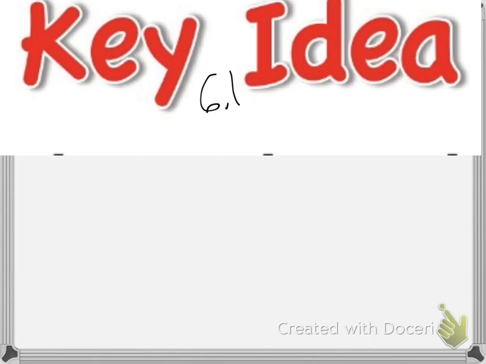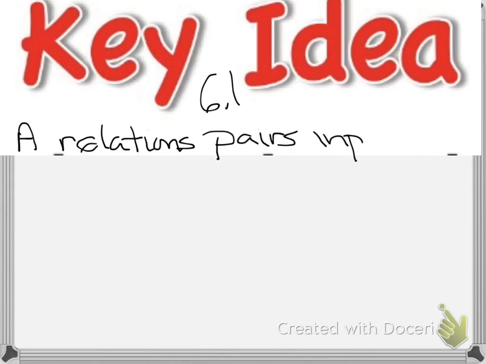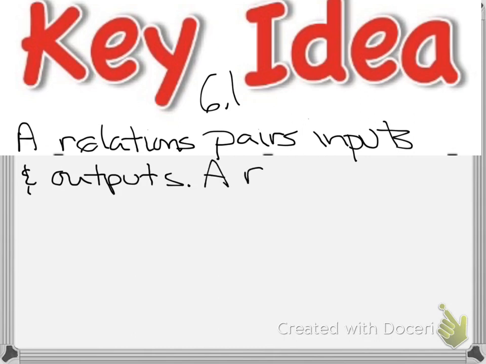What is a relation? Well, a relation pairs inputs and outputs. So what do we know that pairs inputs and outputs? Well, we know ordered pairs. We have an X and a Y, and that's an input of X, and we get an answer Y back. A relation, besides the ordered pairs, can be represented by a mapping diagram.